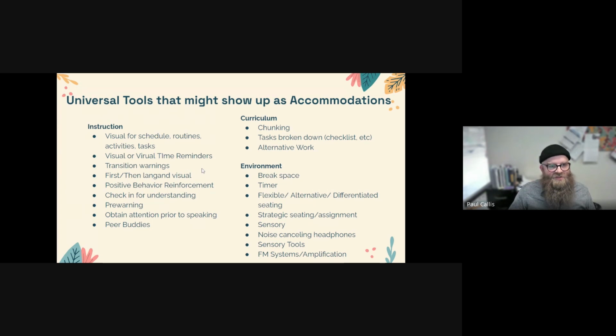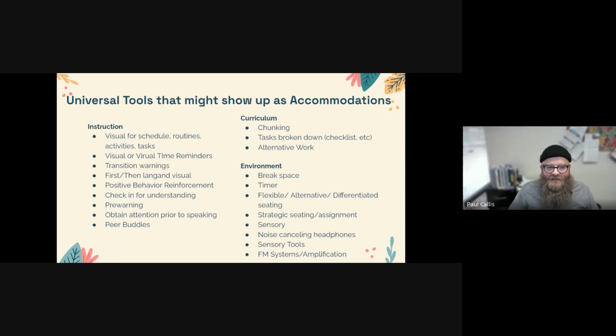Warnings before transitions, using first, then language. So like, first we're going to take off our shoes, then we're going to sit on the carpet, or first we're going to get our materials, then we're going to sit down, just being as explicit with instructions as we can.